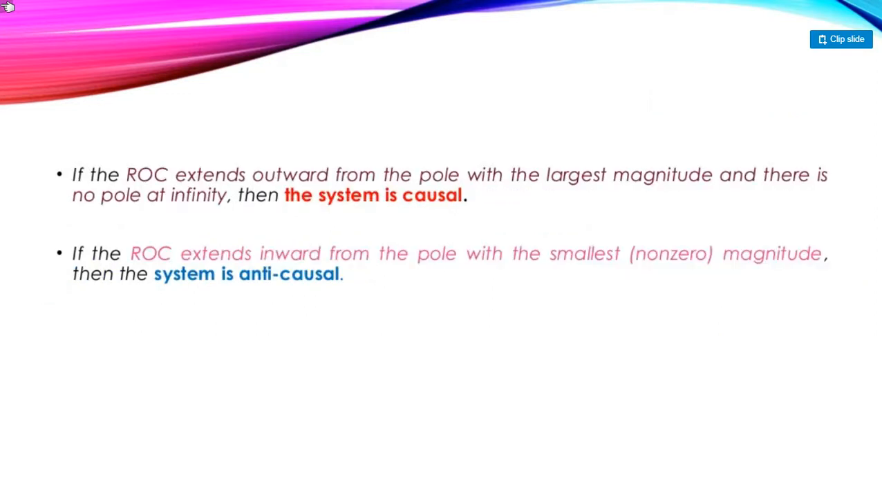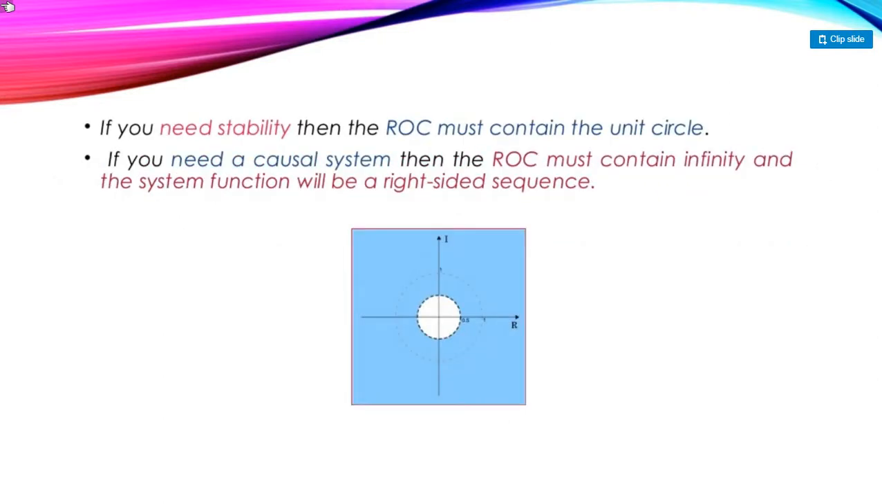Now, if the region of convergence extends outward from the pole with the largest magnitude and there is no pole at infinity, then the system is causal. And if the region of convergence extends inward from the pole with smallest non-zero magnitude, then the system is anti-causal. We're going to understand this with a few examples also. Don't worry.